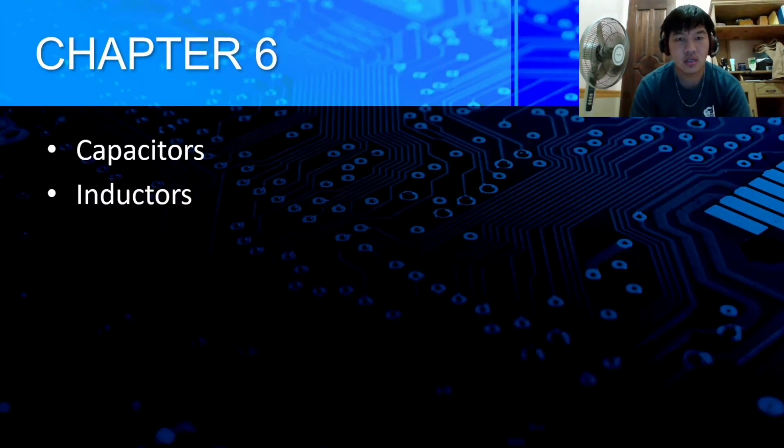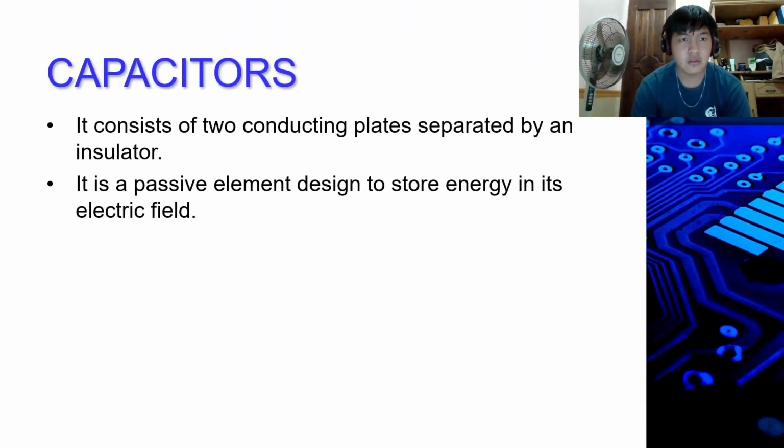So I'm gonna discuss Chapter 6, Capacitor and Inductor. A capacitor consists of two conducting plates separated by an insulator. It is a passive element designed to store energy in its electric field.